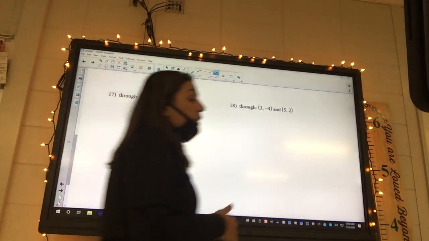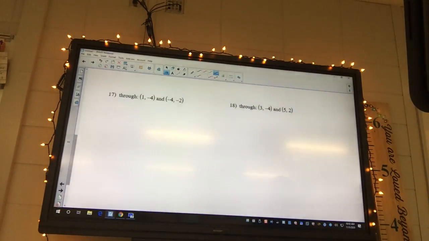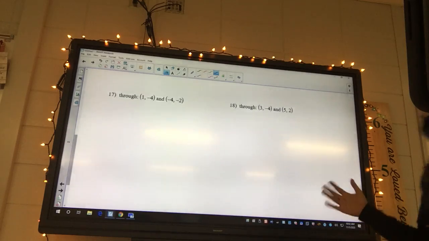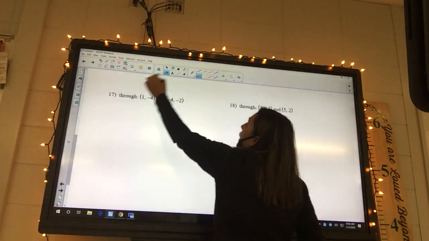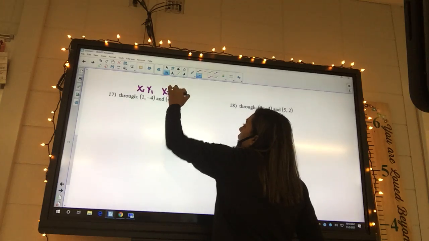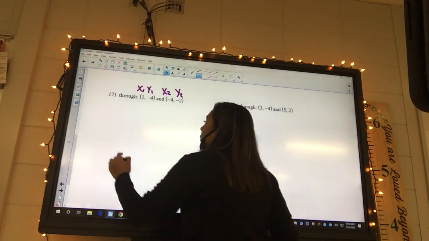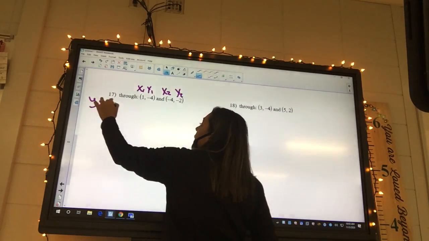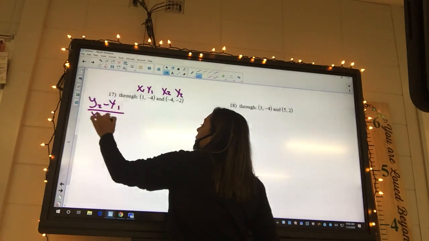So 17 is the exact same. Okay, it's under the same title. It has the same directions. So this one I'm going to do a little bit quicker, but so we're going to label. Okay, and we have to use our slope formula, y2 minus y1 over x2 minus x1.